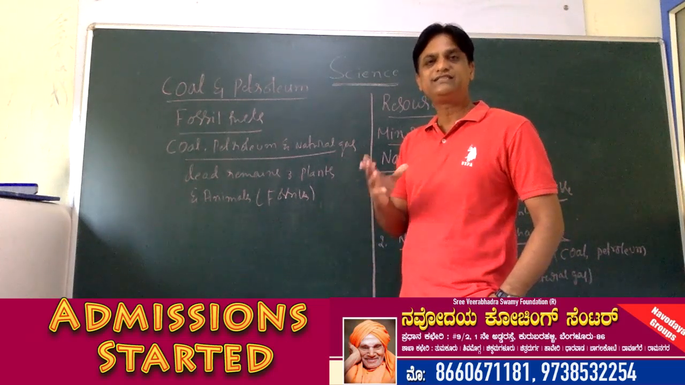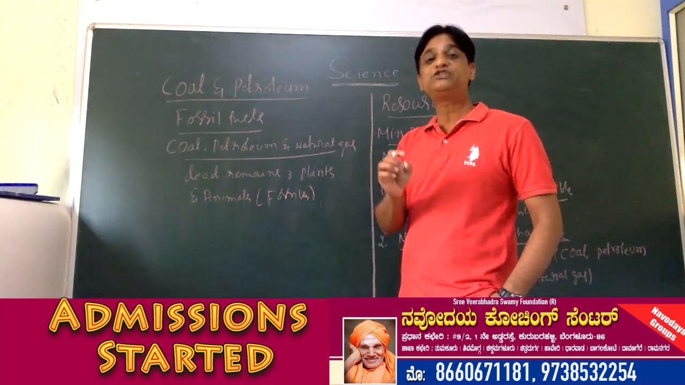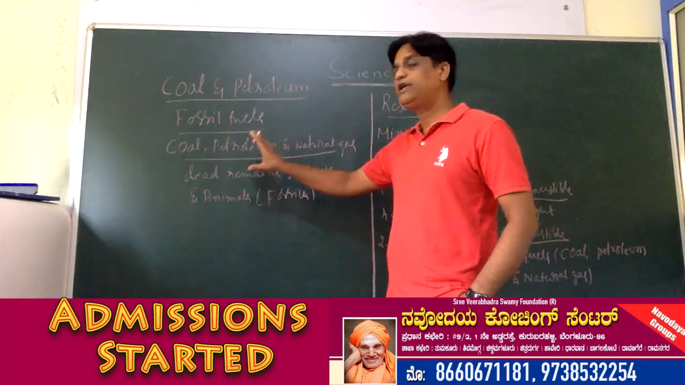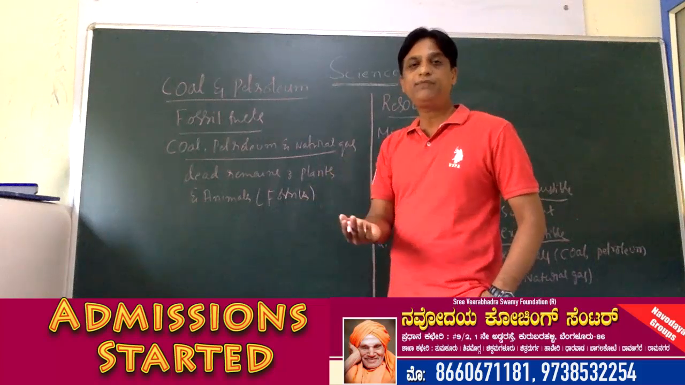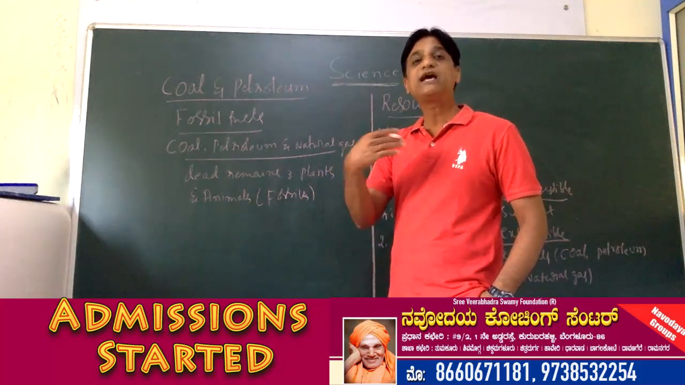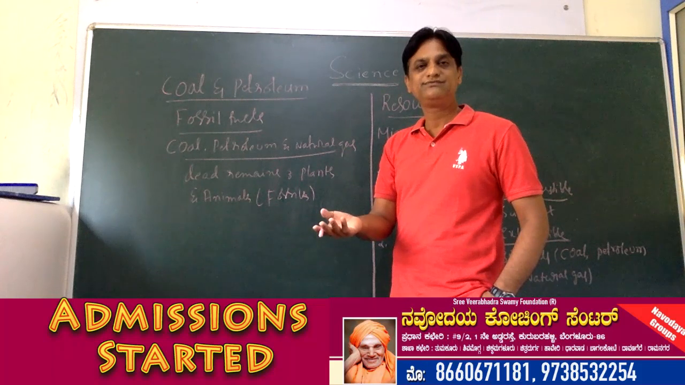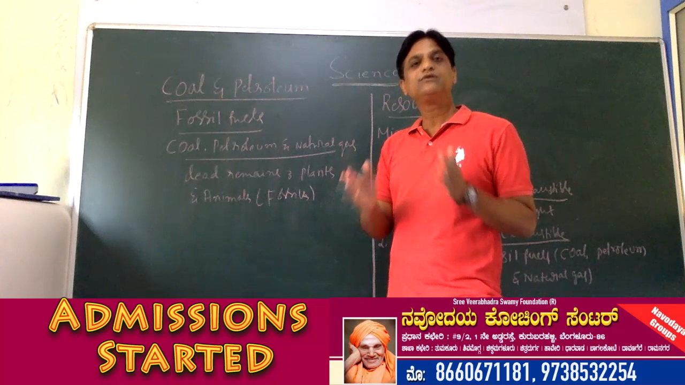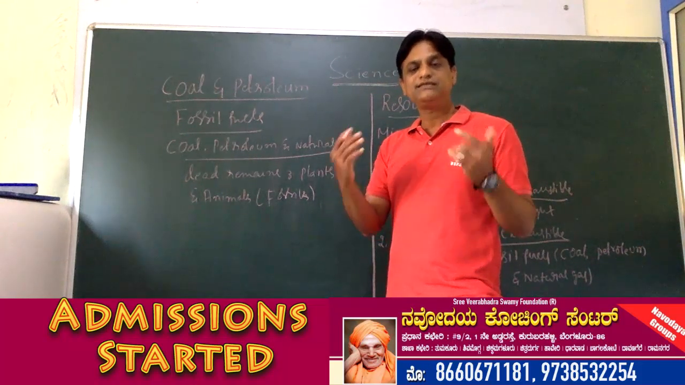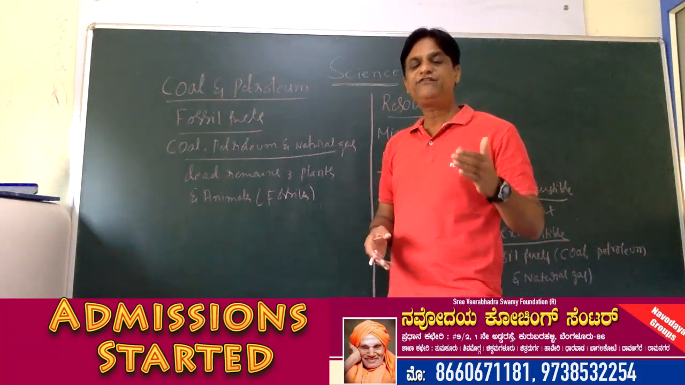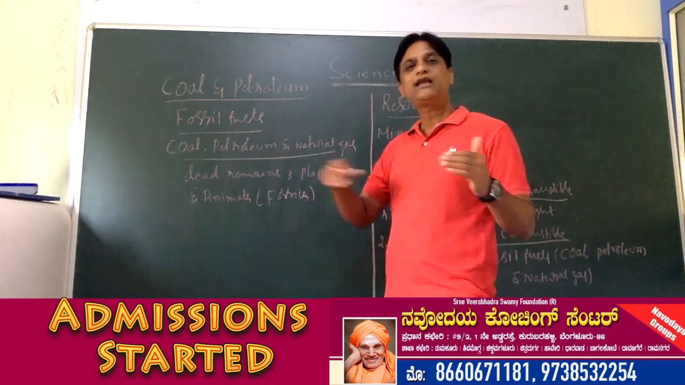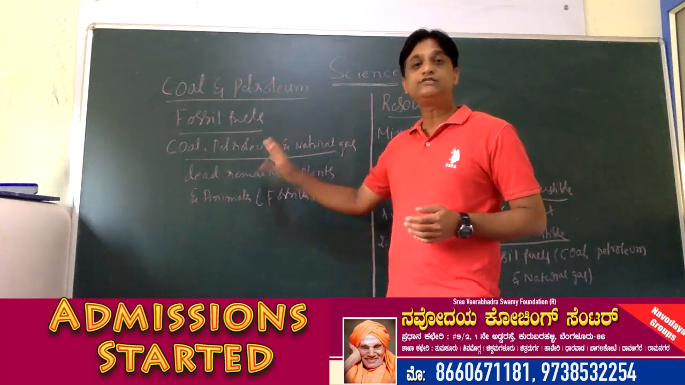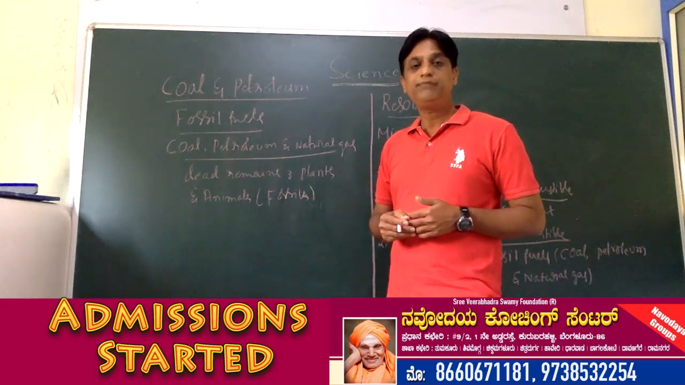Fossil fuels are exhaustible natural resources. Why are they called exhaustible natural resources? Because once they are used, they cannot be replaced in nature very quickly. That means they are going to get exhausted. Scientists have estimated that if we go on using coal and petroleum as we are using now, in another 50 or 100 years they are going to get exhausted. That means for future generations, there is no availability of coal and petroleum.